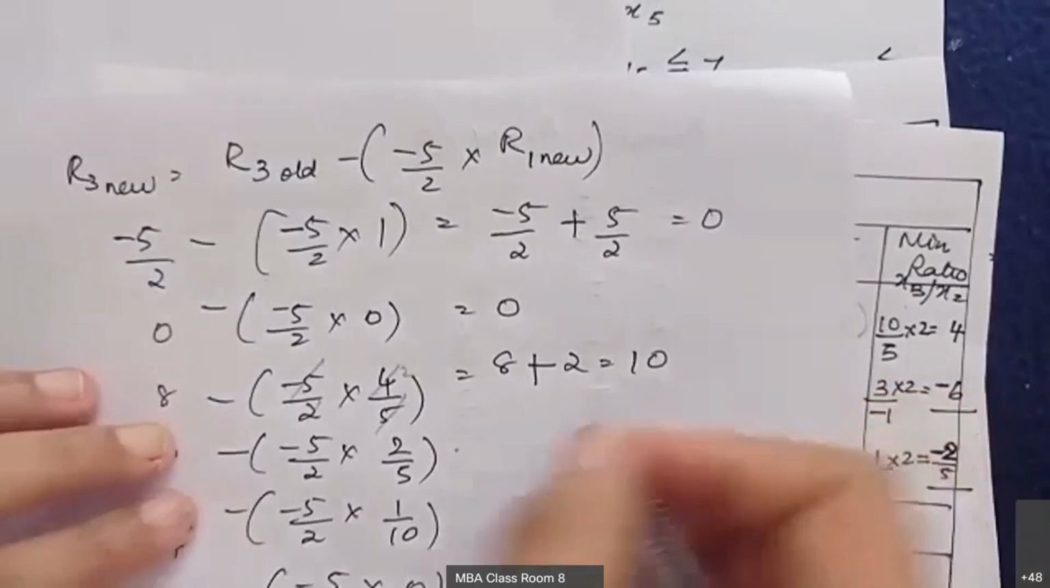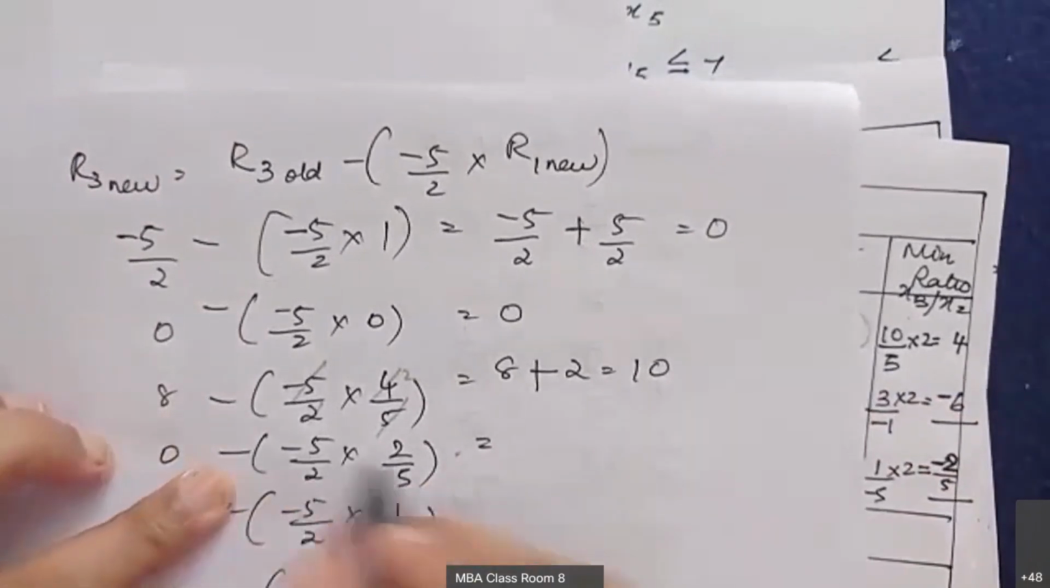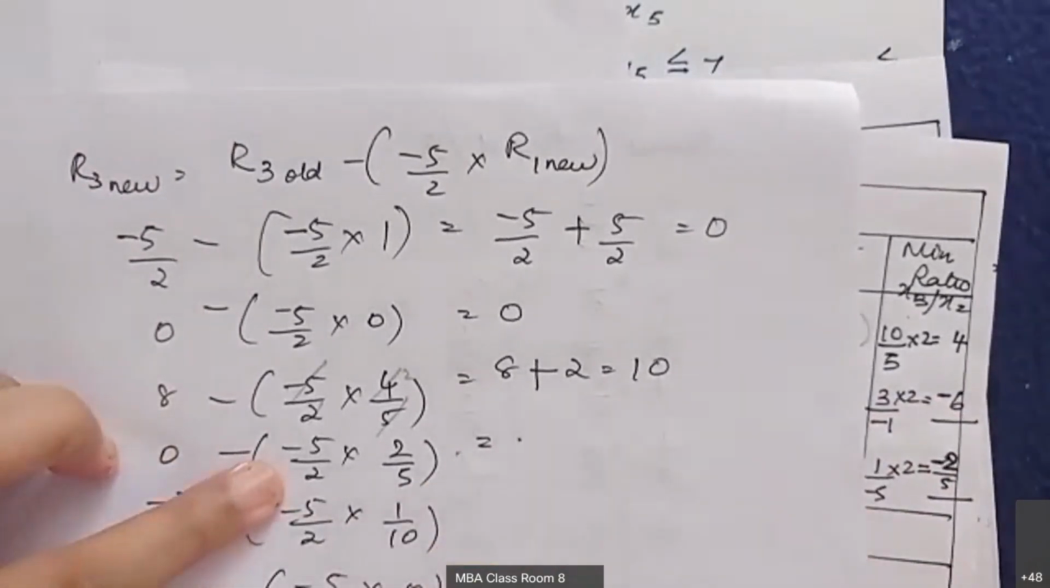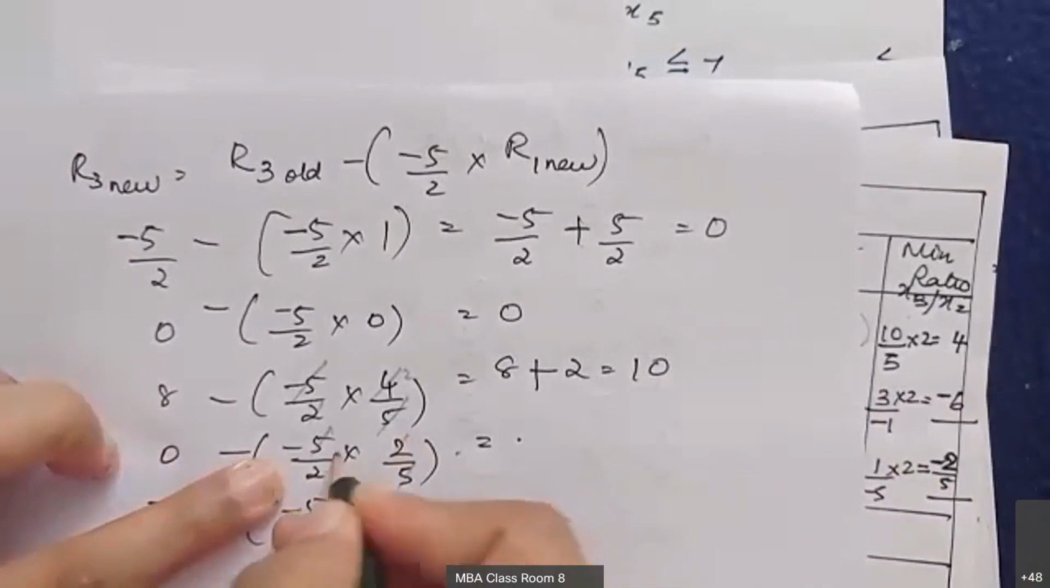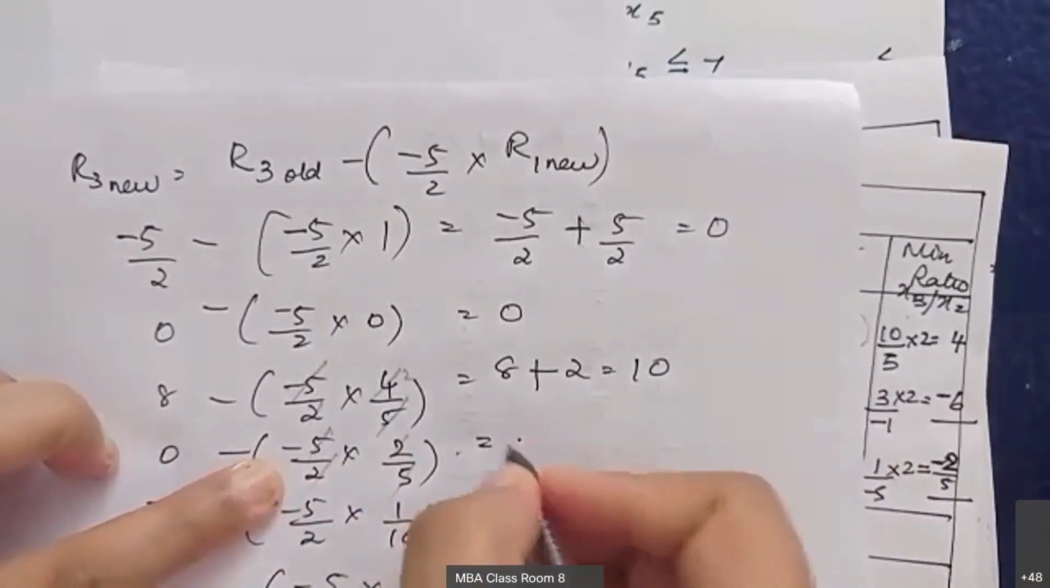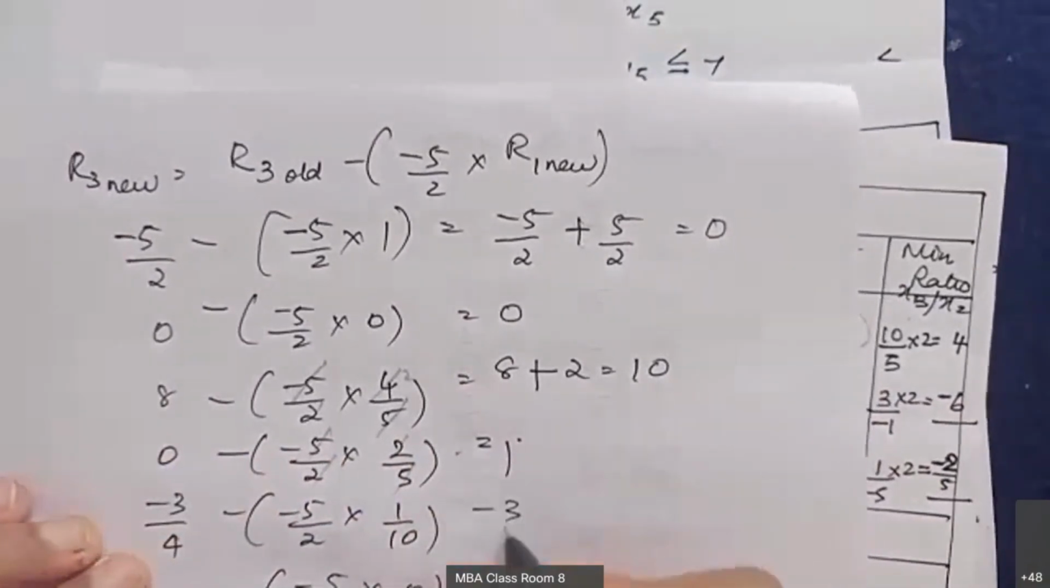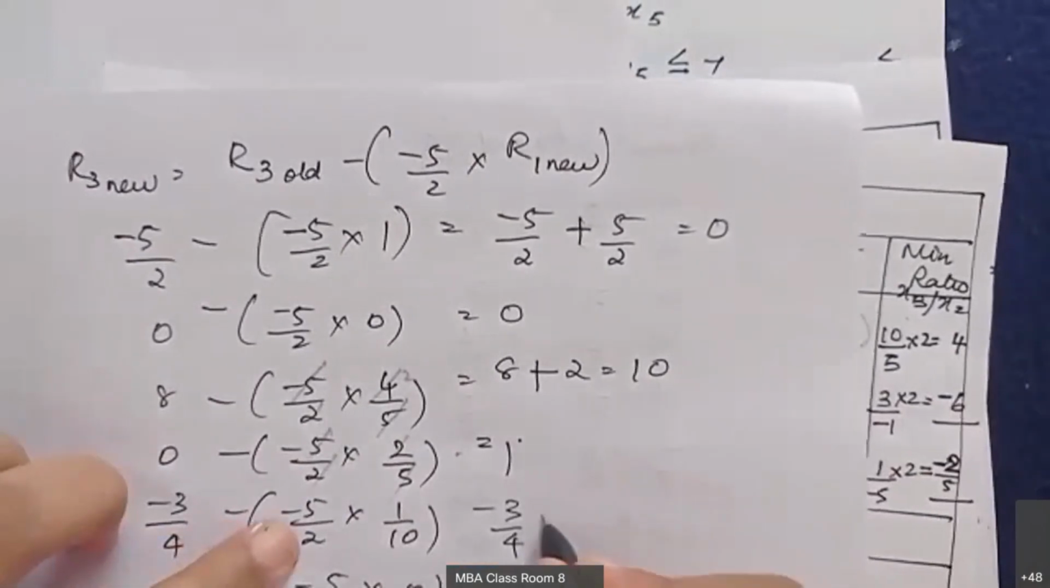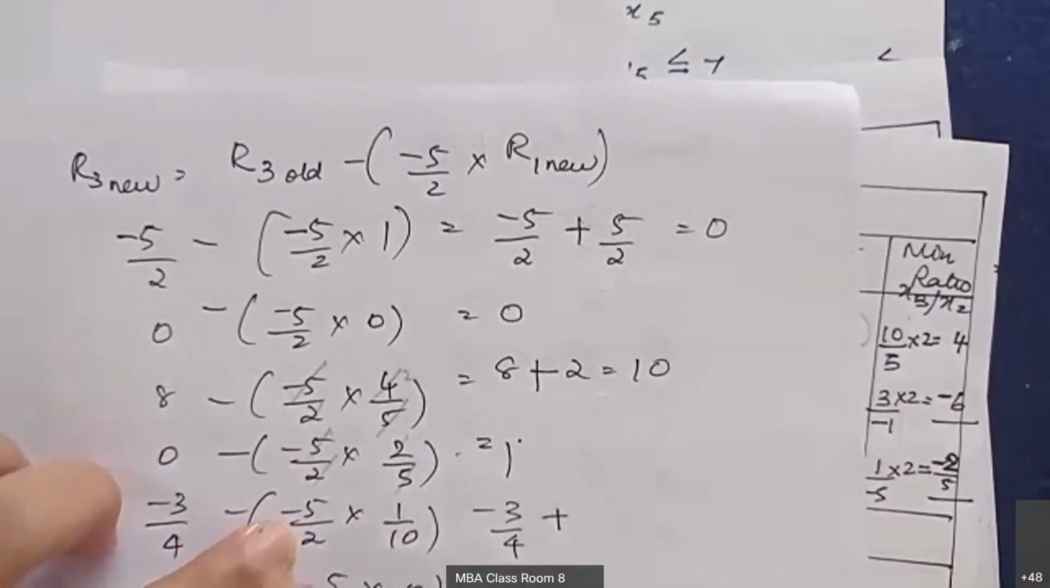Next one, over here, minus and minus, we have positive. Over here, 5 and 5 cancel, 2 and 2 cancel, we have 1. Next, minus 3 by 4. Here negative into negative, we have positive. Okay. 5 and 10 cancelled 2. That is 1 by 4.